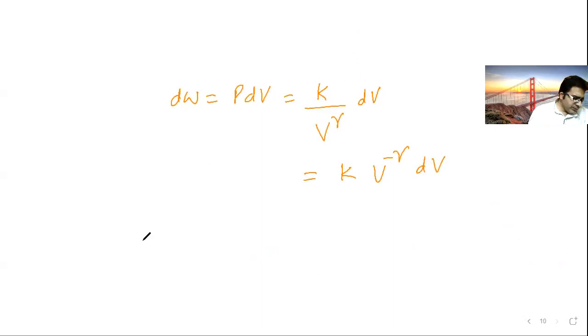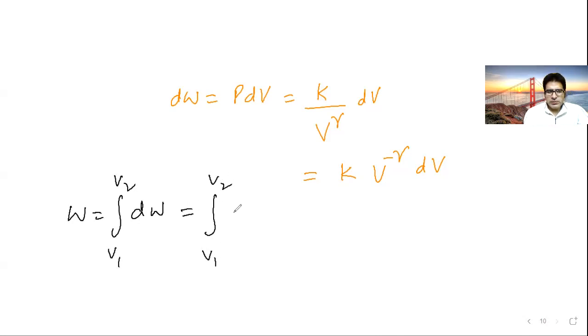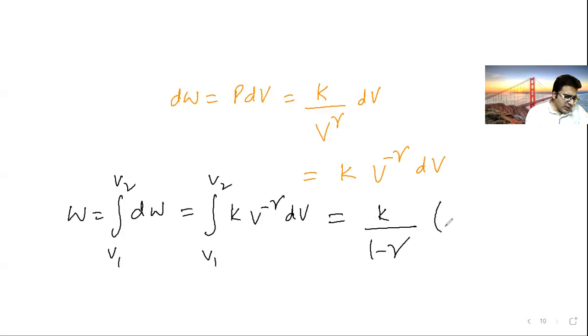So next, what I do, I integrate. The work done by an ideal gas during an adiabatic expansion is the integral dW from V1 to V2 of K V raised to the power minus gamma dV. I write it directly. When you integrate it, it will be K by (1 minus gamma) times (V2 raised to the power 1 minus gamma minus V1 raised to the power 1 minus gamma). Remember, gamma is Cp by Cv. This is my relation.